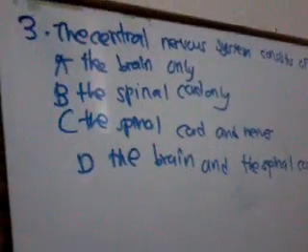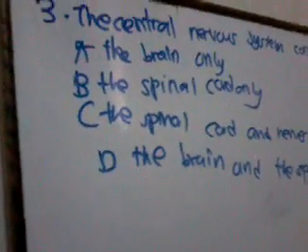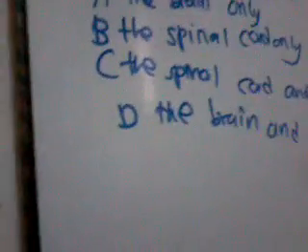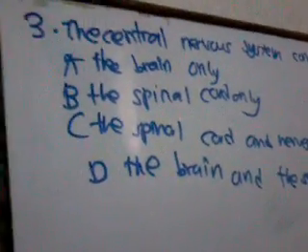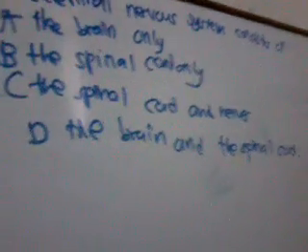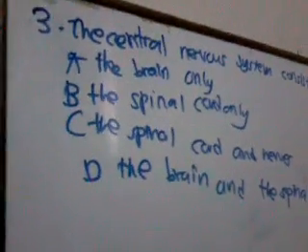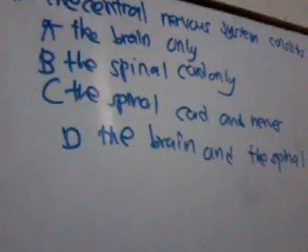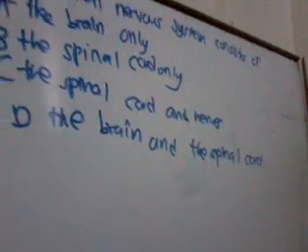Okay, hi everyone. Let's continue science chapter 2 form 4, section A, objective questions. Number 3: the central nervous system consists of A, the brain wholly; B, the spinal cord wholly; C, the spinal cord and the nerve; D, the brain and the spinal cord.